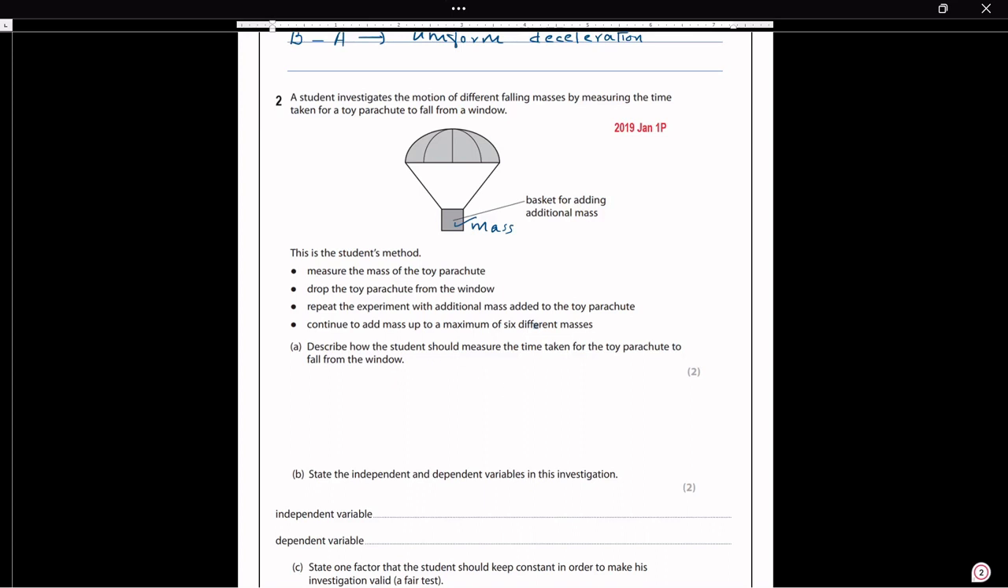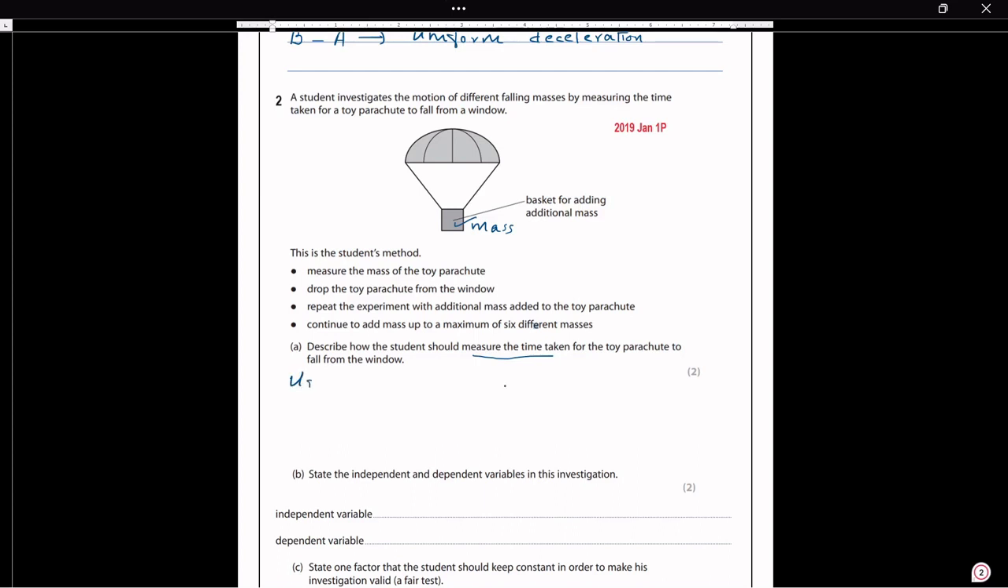So they are just asking, how should he measure the time? As you know, we use a stopwatch or a stop clock to measure the time. Start the timing when it is released and stop the timing when the parachute hits the floor. This is what he has to do. It's just a 2-mark question only, so let us put it as an answer.